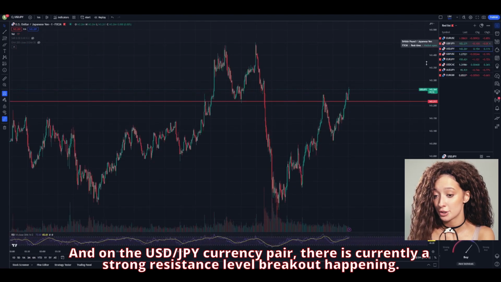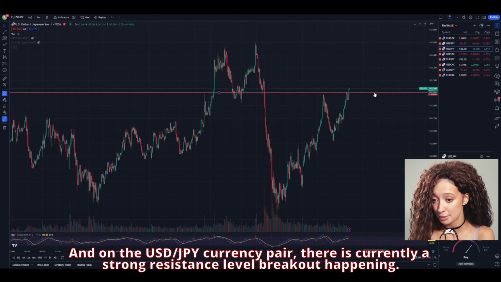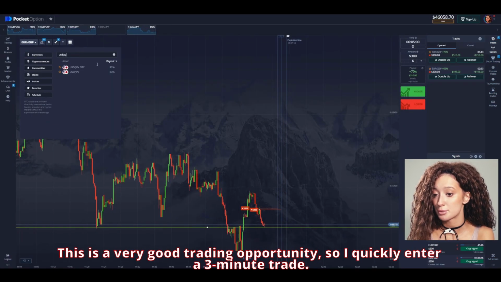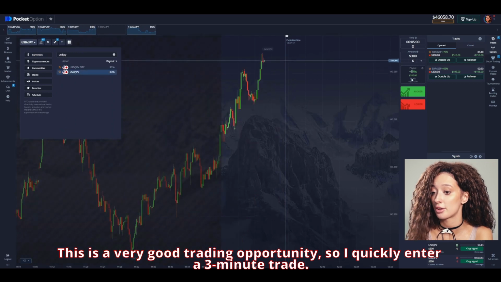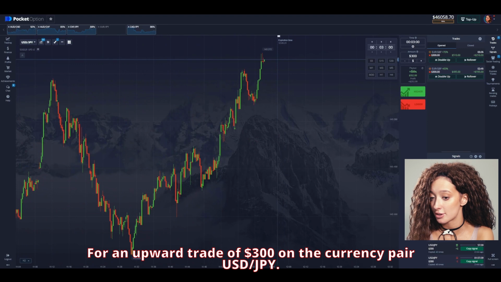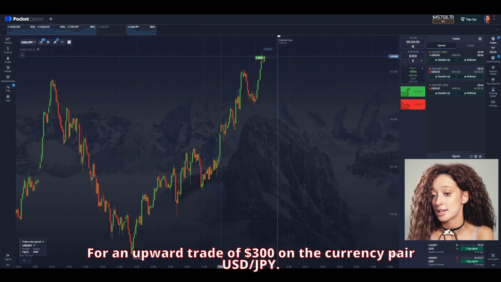And on the USD and Japanese yen currency pair, there is a strong resistance level breakout happening. This is a very good trading opportunity, so I quickly enter for a 3-minute upward trade on $300 of the currency pair USD and Japanese yen.